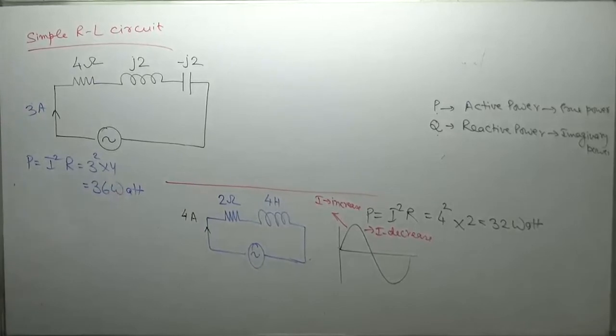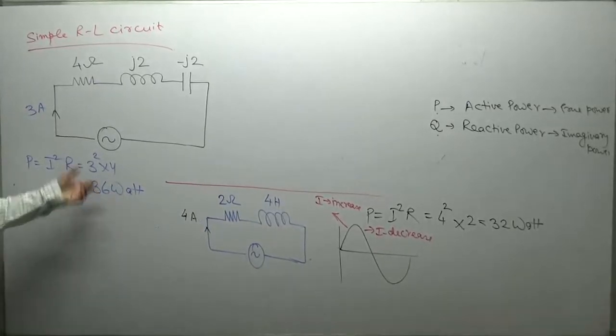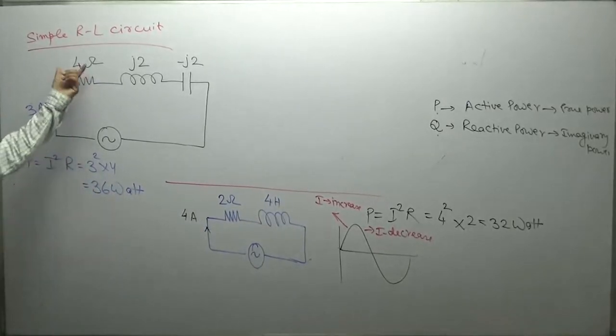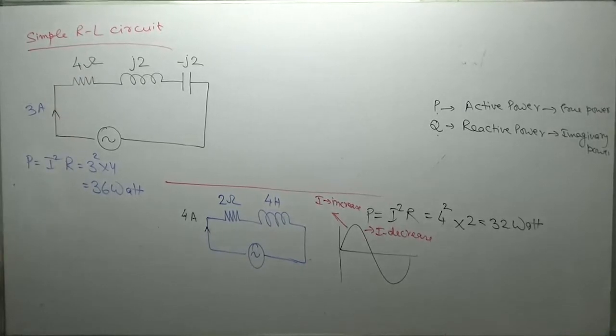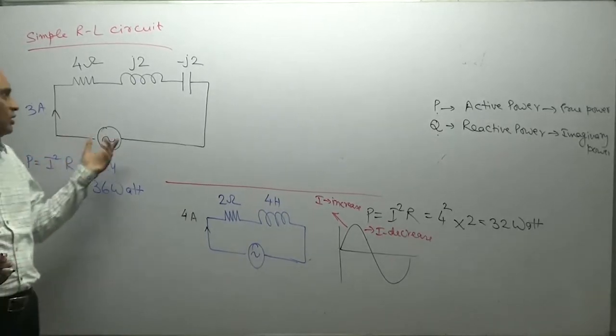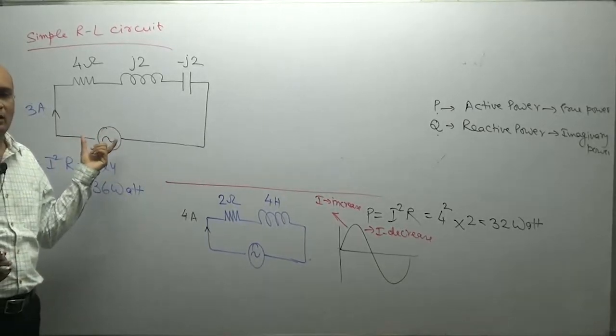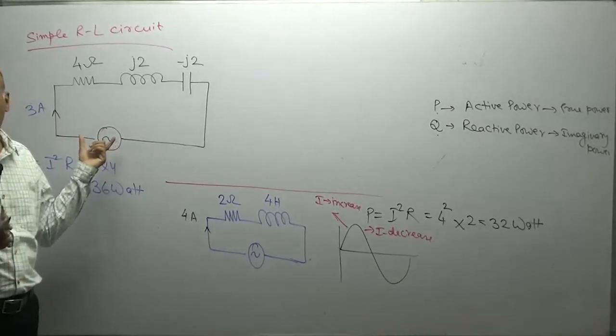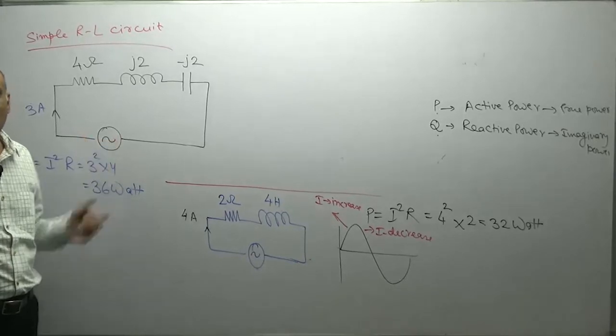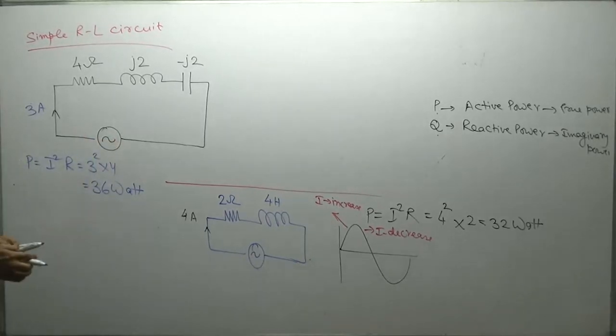Now it is very clear. It is consuming 36 joule energy per second and dissipating it in the air. This circuit is not consuming any reactive power, or in other words, the voltage source is not supplying any reactive power. What is actually going on?